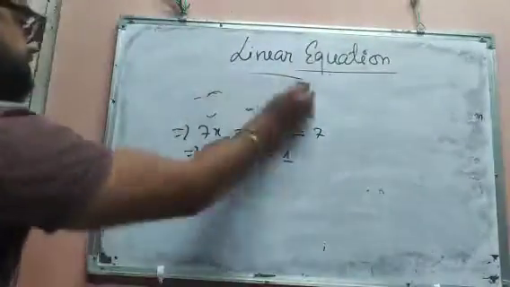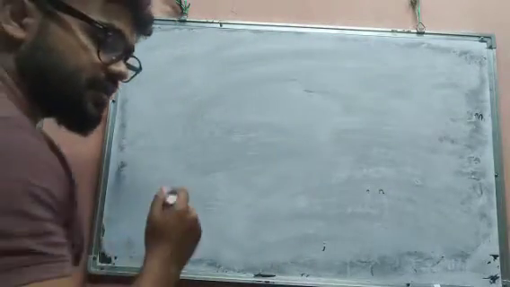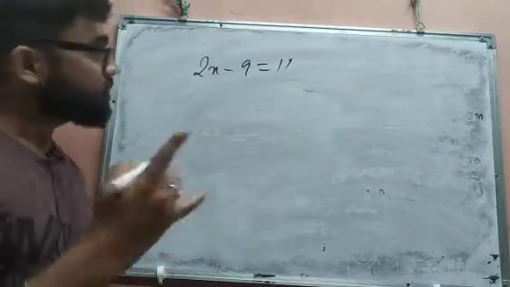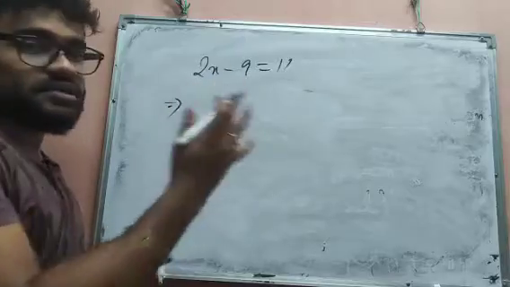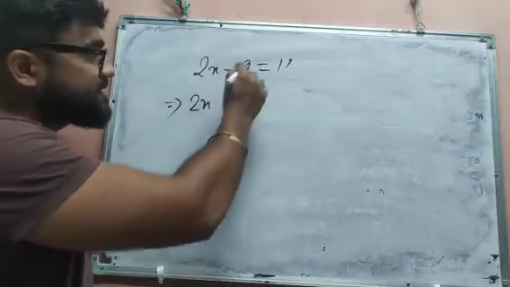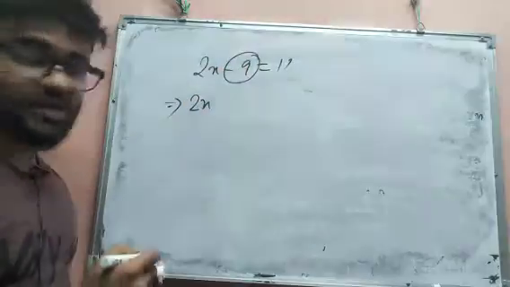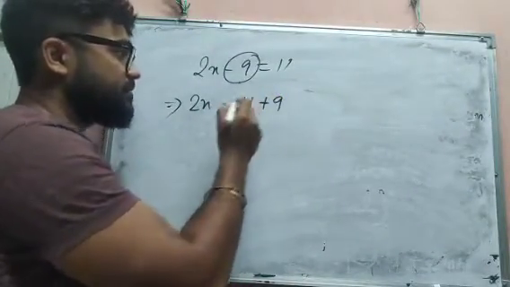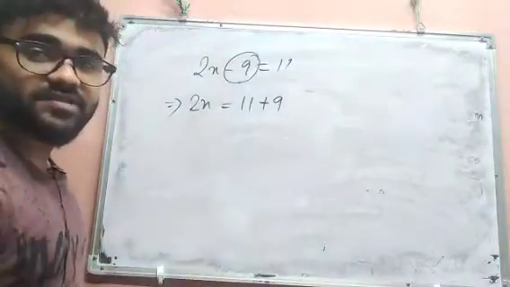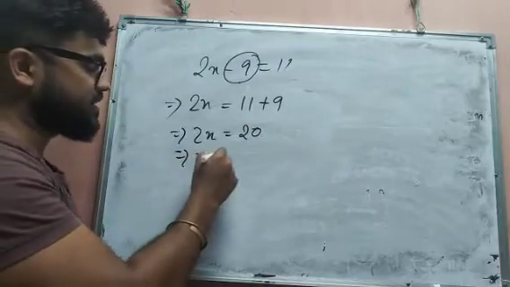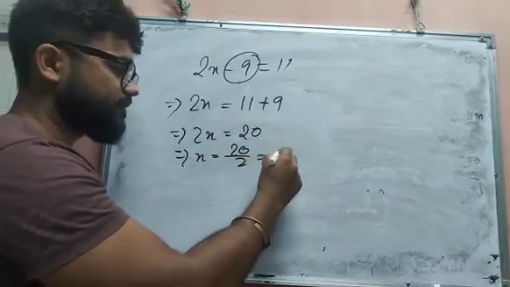Okay, say you have given 2x minus 9 equal to 11. Suppose you have given an equation like that. What to do now? Transpose minus 9 to the right hand side. As it is negative here, if we transpose it to the right hand side, it becomes positive. So 2x equal to 20, and x equal to what? 20 by 2 equal to 10.